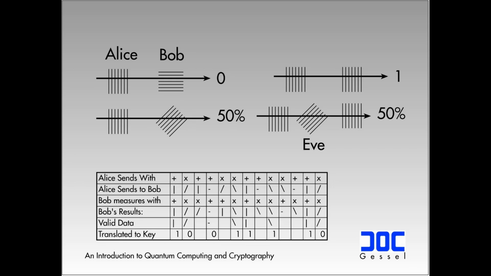Now, if Eve tries to intercept and she measures, she could detect the photon and then regenerate the photon in the same basis state and send it along to Bob. And Bob wouldn't know. But she has to choose a basis state to measure it in. And half the time she's going to choose wrong. And for those half that she chooses wrong, once she's done her measurement, she's forced it into the wrong basis state.